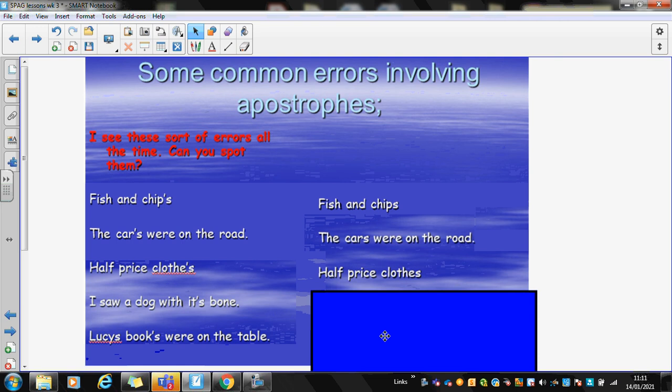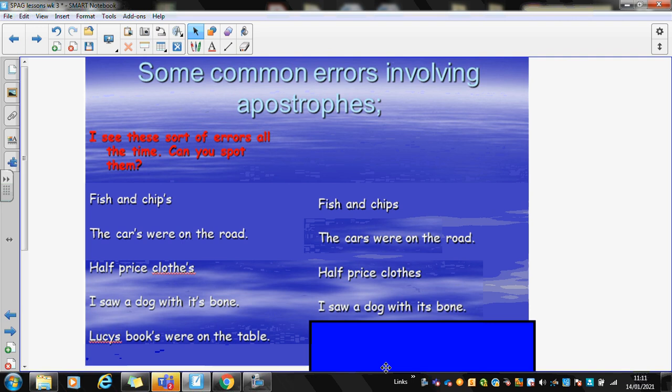Alright? I saw a dog with its bone. We talked about its yesterday. You only use an apostrophe for its if it's "it is". Would this make sense? I saw a dog with "it is" bone. No, of course it wouldn't. The apostrophe should not be there.